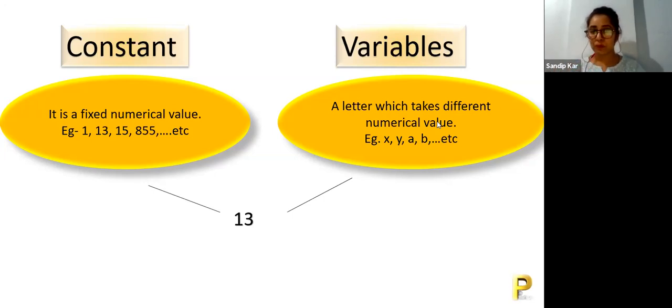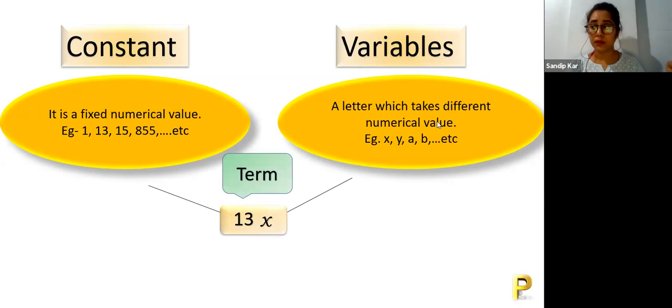Let's talk about a very specific part. We'll be taking a constant and a variable and see what we get out of it. When we take a constant and a variable together, they are called terms. A term means we have a constant and a variable together in an algebraic expression. I'll tell you what an algebraic expression is, but first you should know what a term is. A term is what makes an expression.